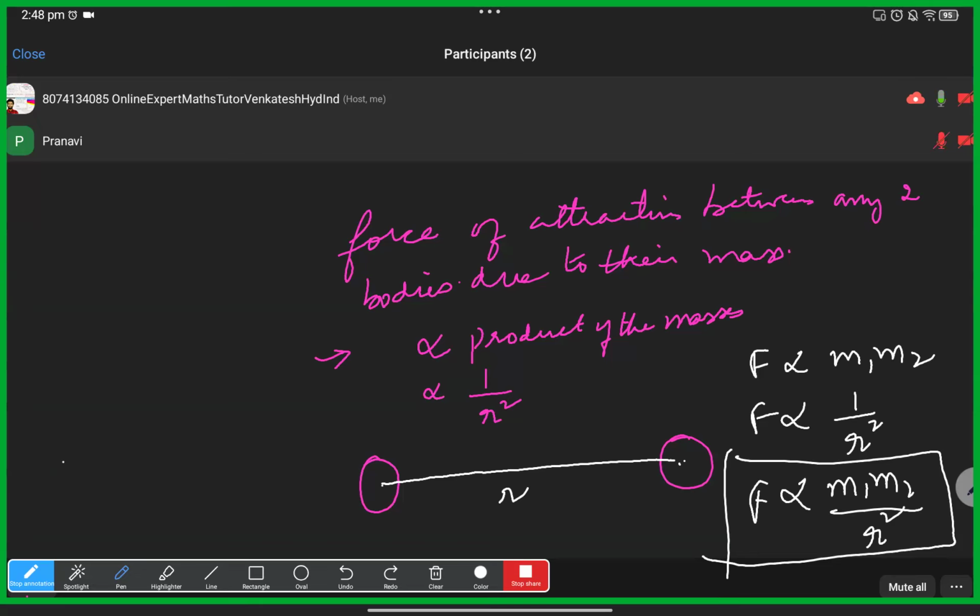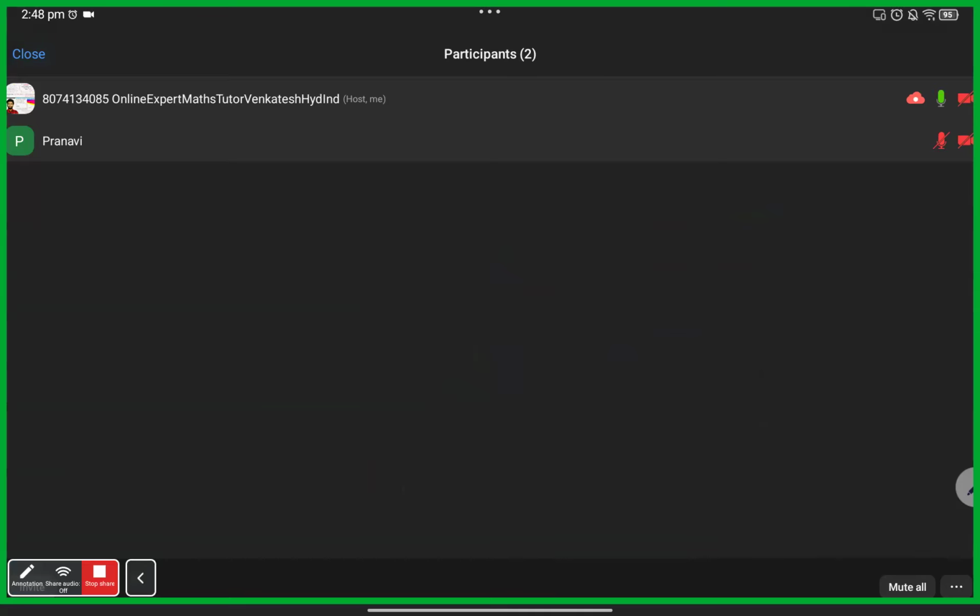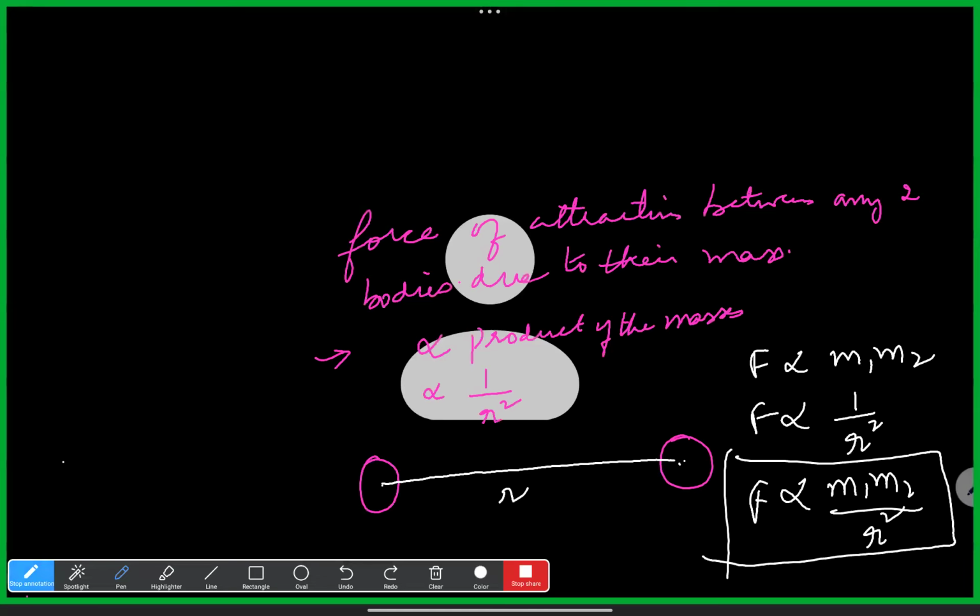Now generally in any equation, if we remove the proportionality, we'll get a constant. So if we remove the proportionality, F is equal to some constant k into M1 M2 by R square. Here k is given as G, capital G. We'll call this the universal gravitational constant.